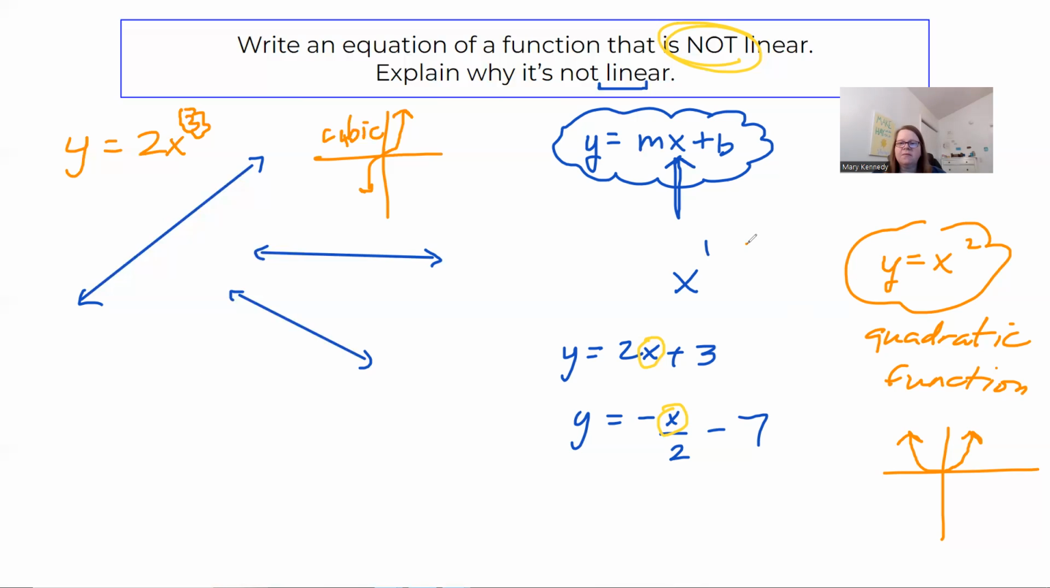So the quadratic could even be like y equals 2x squared minus 4 or something like that. Those are quadratic functions. And again, the key is that the x is raised to a different power than 1. All right, I hope that helps.